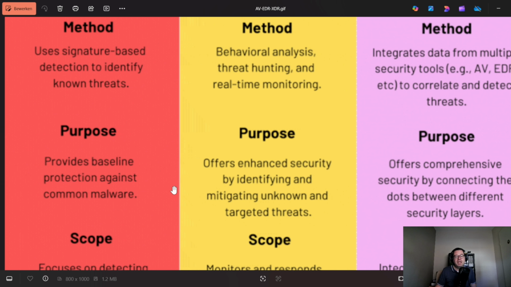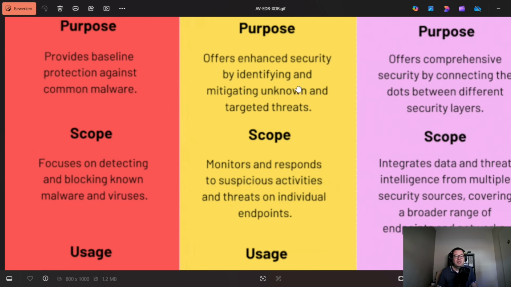AV: baseline protection against common malware, viruses, spyware. XDR offers enhanced security by identifying and mitigating unknown and targeted threats. So this gives you more insights about known threats. Let's say, for instance, there is a 0-day or there is a vulnerability in SharePoint. Now we're going to monitor SharePoint and strange connections, and then act upon it.